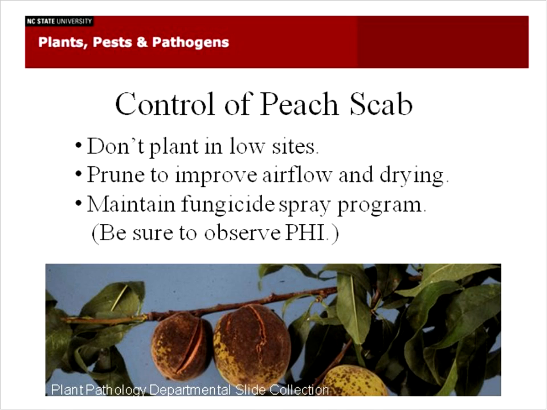Captan has been something that's been used against this, and as far as I've been able to tell, it is still registered and could be used by homeowners, but I'm going to hold off commenting on that until the new fruit note comes out. Also, sulfur is not as effective, but it has some activity against both the peach scab and brown rot. You may have heard too that chlorothalonil can be used, but that has to be done at an early stage. After shuck split, you can't use that on peaches.